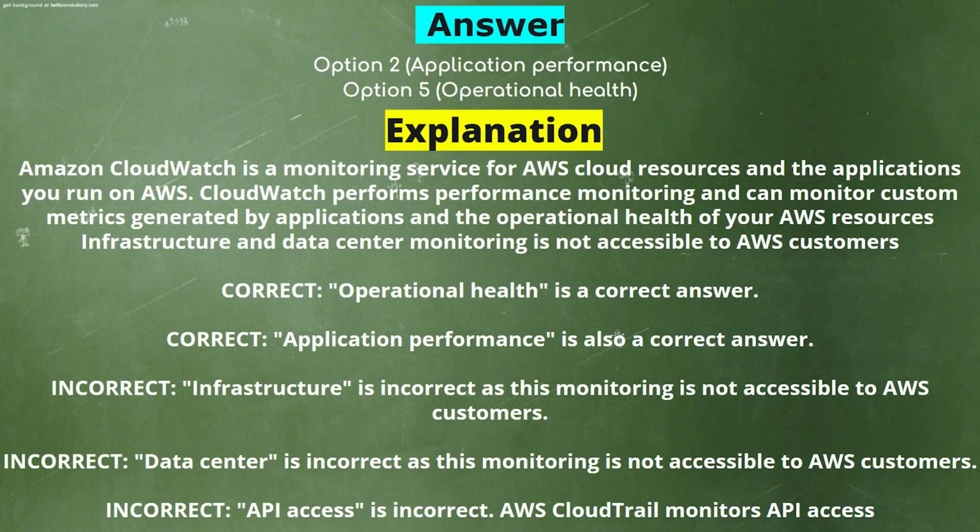Infrastructure is incorrect, as this monitoring is not accessible to AWS customers. Data center is incorrect, as this monitoring is not accessible to AWS customers. API access is incorrect. AWS CloudTrail monitors API access.